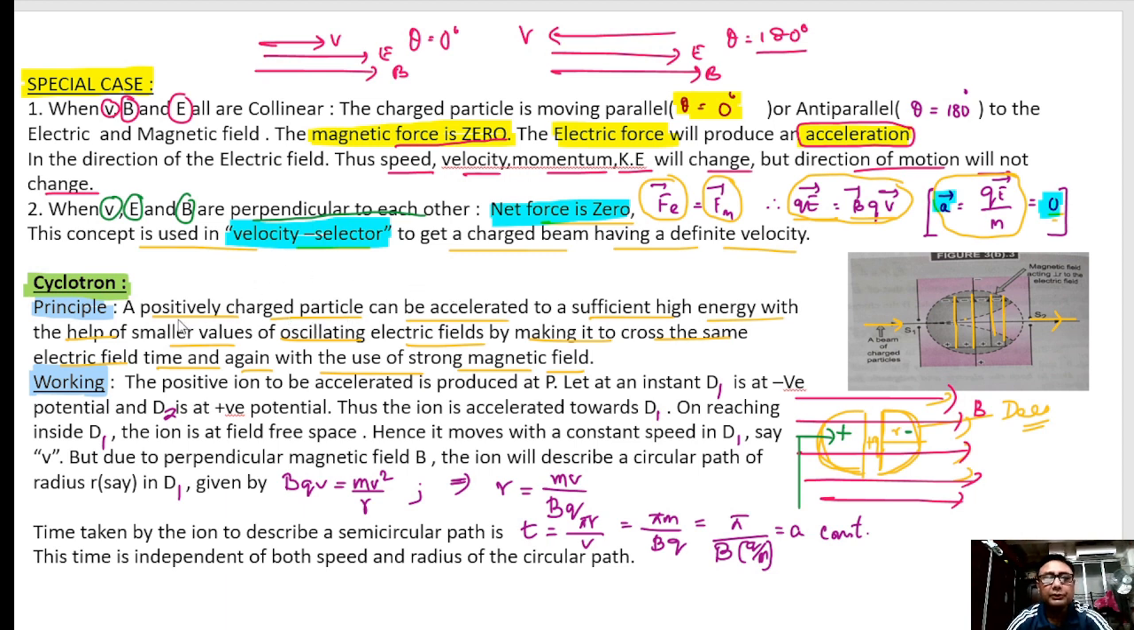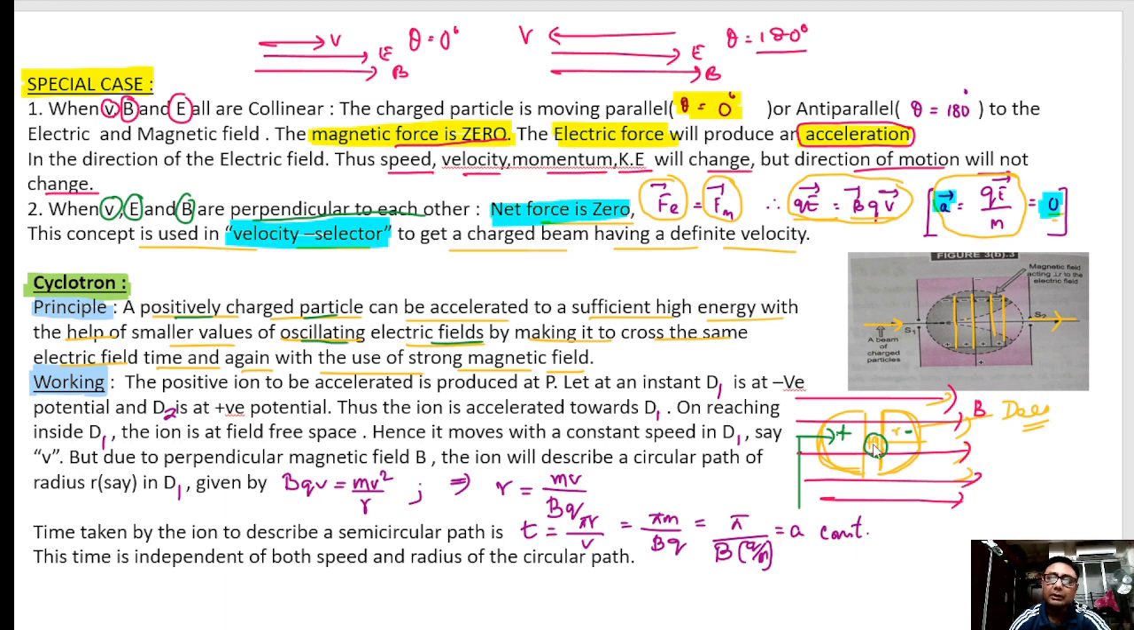We have introduced a positively charged particle. What we will do is make this charged particle move around alternately in electric and magnetic fields. The electric field is oscillating: sometimes this will be plus, this will be minus, then this will be plus, this will be minus. So the polarity of the two D's will keep on oscillating, plus minus, plus minus, like this. This is called oscillating electric field.